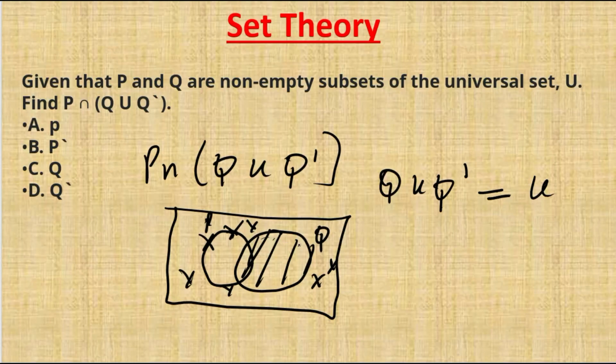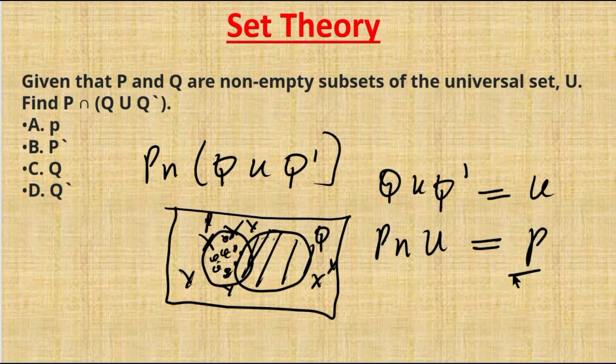Why? Because it is what you have in Q plus what you don't have in Q. So that's everything you have in the universal set. So I can easily replace this as P intersect the universal set. Now when you talk of P, here is P. P intersect the universal set refers to what you have in P and also in the universal set. So that P intersect the universal set, obviously it's P on its own.